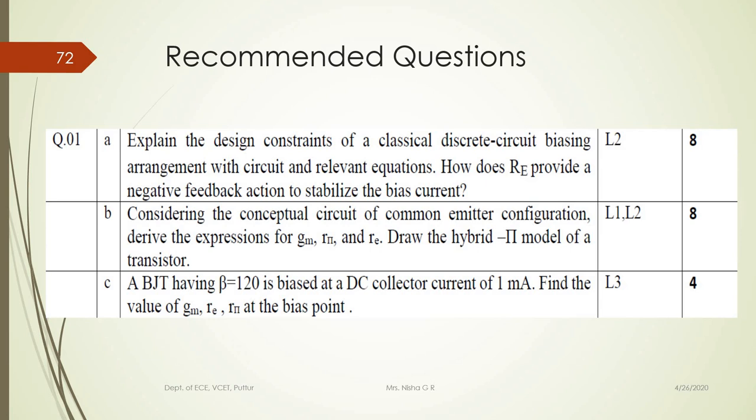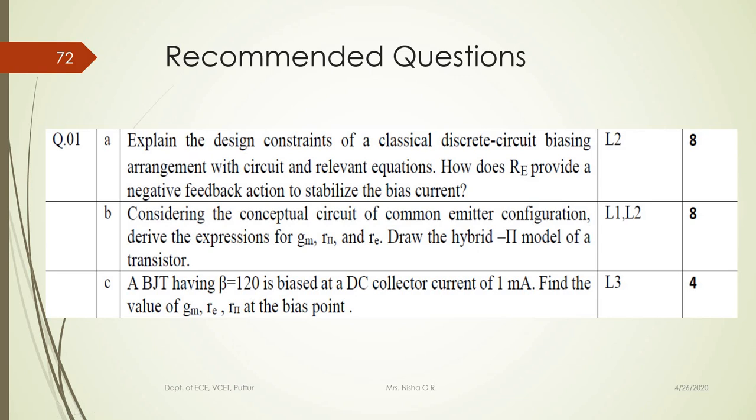After that we went through a small topic, separating DC and AC quantities. Then we studied the hybrid pi model. So these are the things we have included under the BJT biasing chapter. And now we are going to see the recommended questions from these topics.